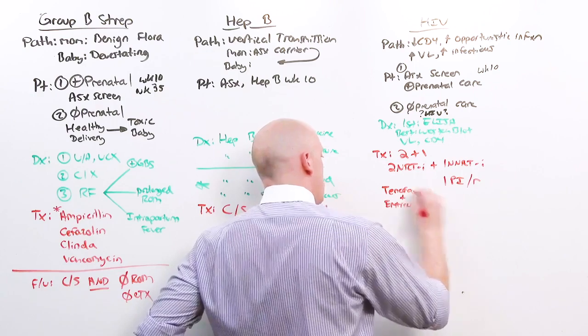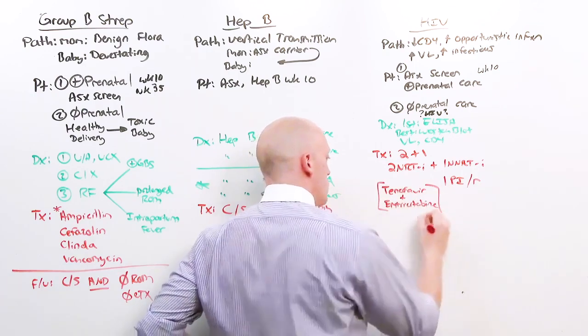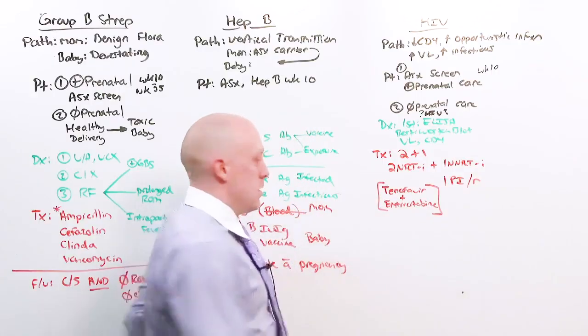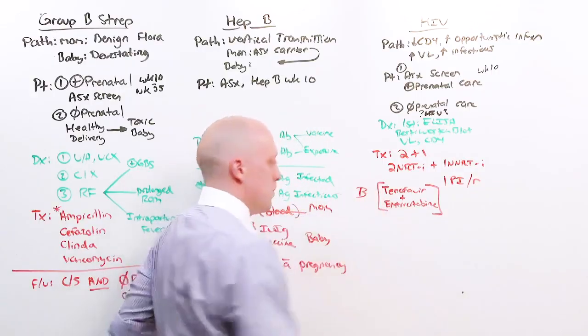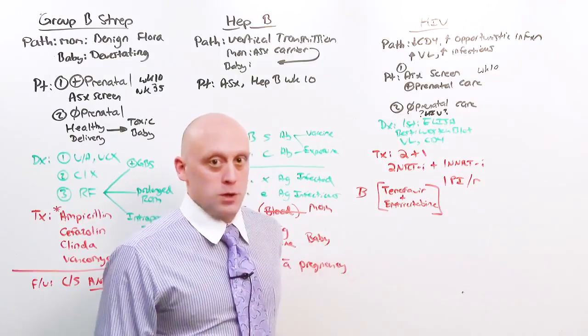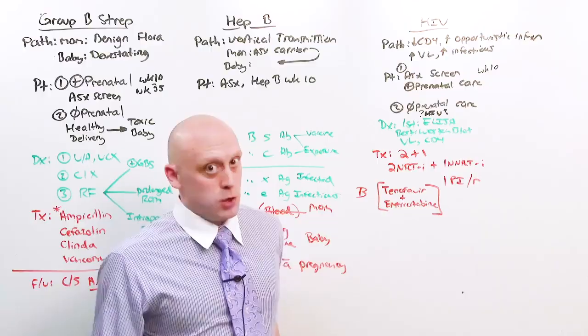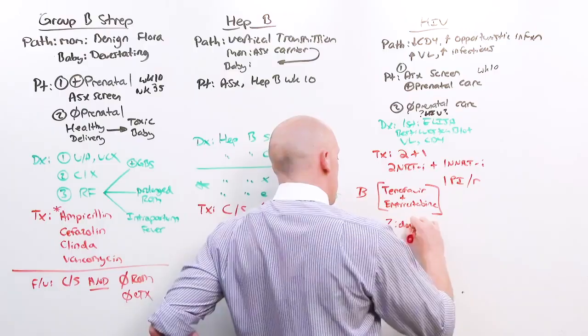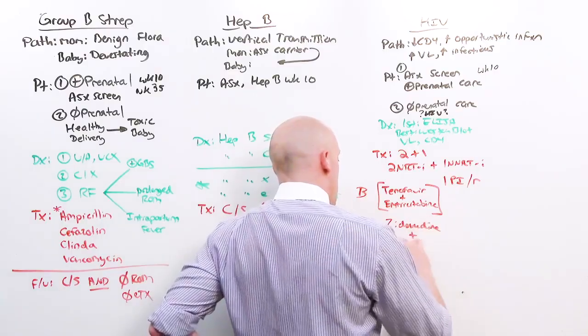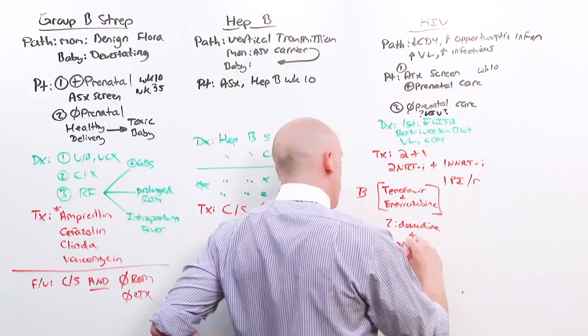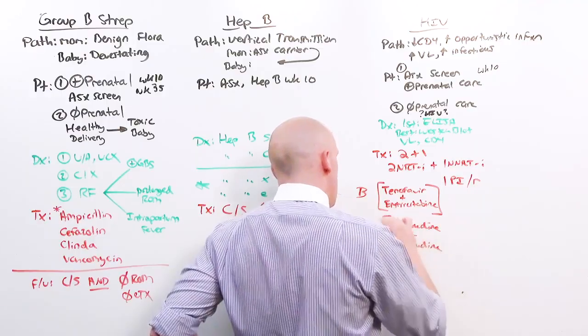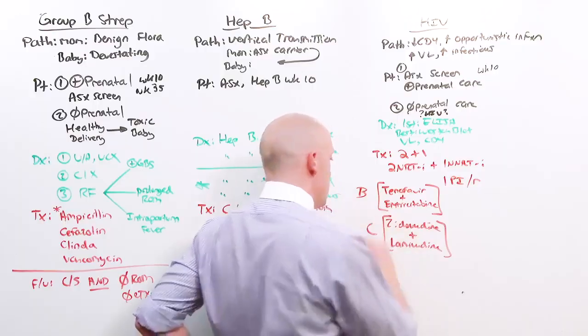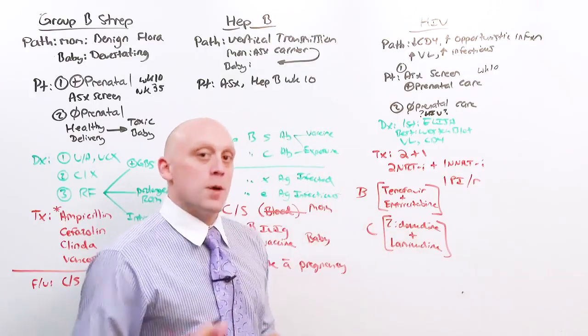This one has been getting a lot of press. It's new, it's more expensive, but it's better studied. This is pregnancy class B. The older drugs, which won't get that much testing because they're cheaper, are going to be the zidovudine and lamivudine combo. These are still pregnancy class C because less research is being done, but they are cheaper.